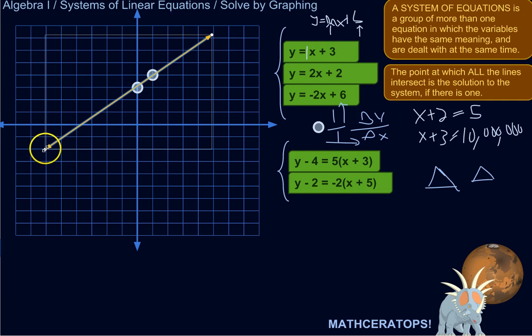Alright, so what? Yeah, it's pretty close, I guess. Okay, there's that line. I'm gonna actually get rid of these big points just to make more room, and let's make this a little bit thicker. Okay, so that's the first line. Let's graph the second line.